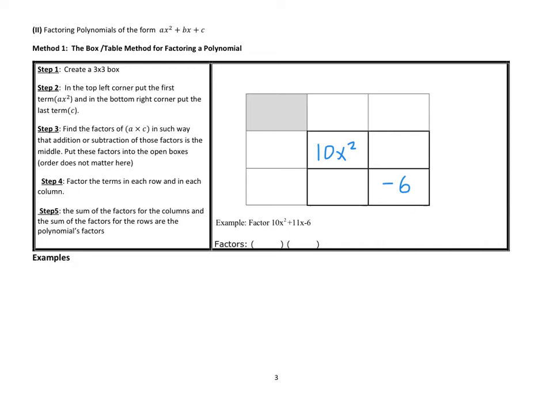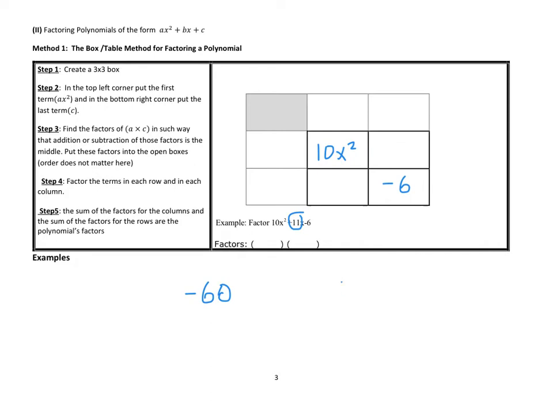So I multiply these two numbers, which is negative 60, and I need to find numbers in such a way that addition or subtraction gives you the middle term. And what is the middle term? The middle term is positive 11. So what two numbers can I multiply to get negative 60, and when I add them I get positive 11?